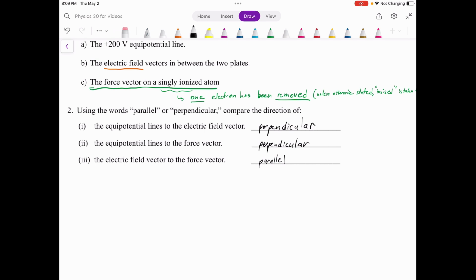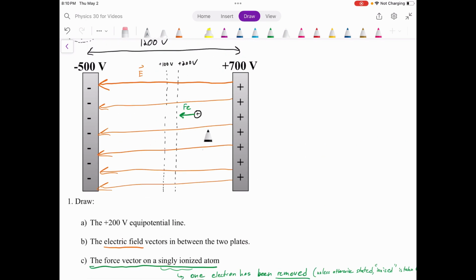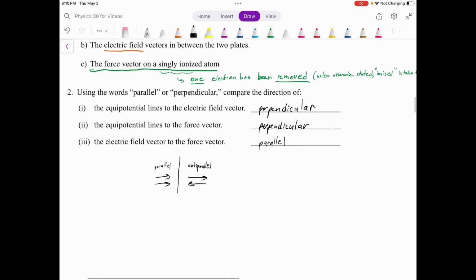You could say it's anti-parallel. Anti-parallel just means like that, right? This would be parallel, and that would be anti-parallel. Anti-parallel is really just a more specific way of saying parallel. They're in the same axis, just in opposite directions. So this is true even for a negative test charge. It might feel a force in the opposite direction as the electric field, but it's definitely not perpendicular.